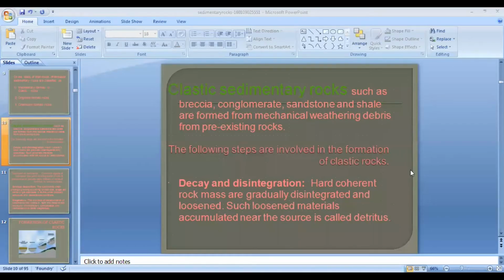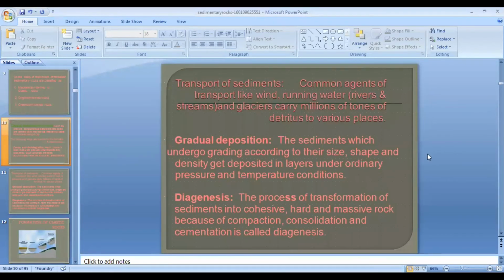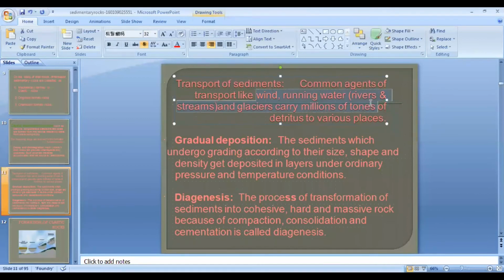Okay, so the following steps are involved in formation, that involves the disintegration and decay. The current rock mass is gradually disintegrated and loosened. We will see if we have a diagram for that, so it will be easy for us to understand. Then it involves transportation of the sediments, as we have already been studying in geomorphic processes in geomorphology. So we will have wind, running water, and glaciers coming in and moving these sediments from one place to another.